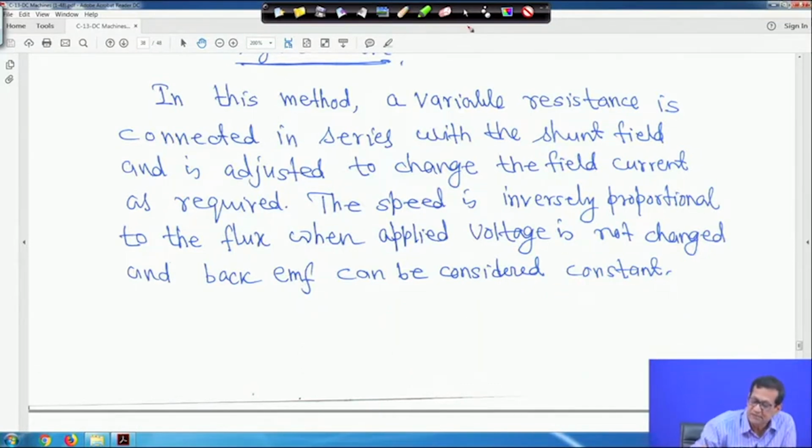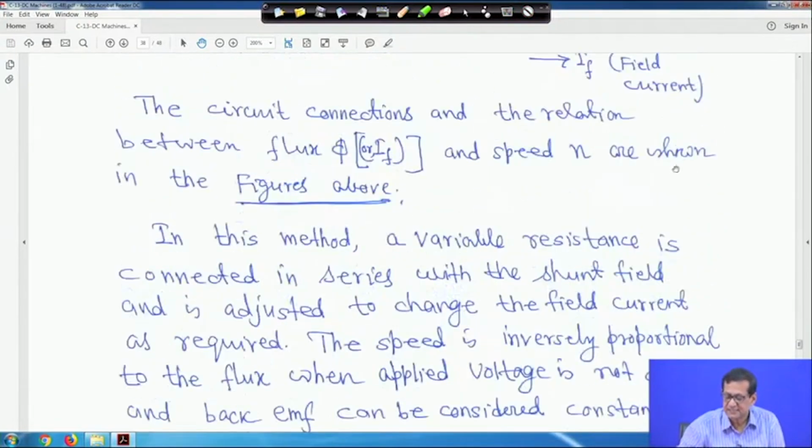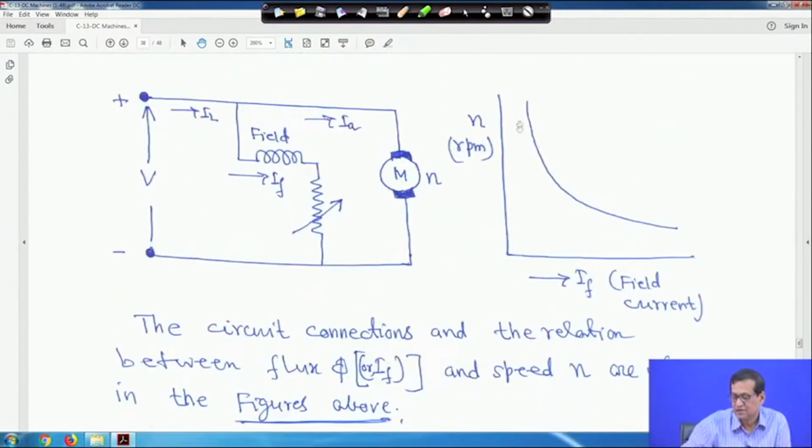So, that is why this characteristic looks like a rectangular hyperbola. This is your n in RPM and this is your field current. So, this is the characteristic.